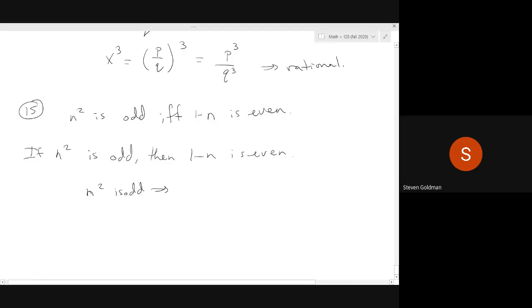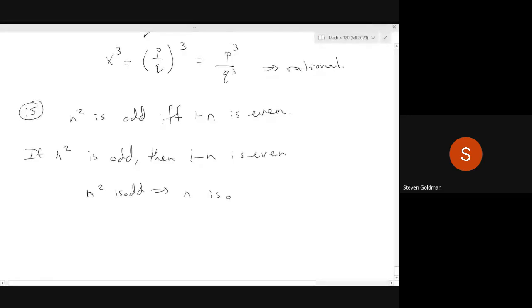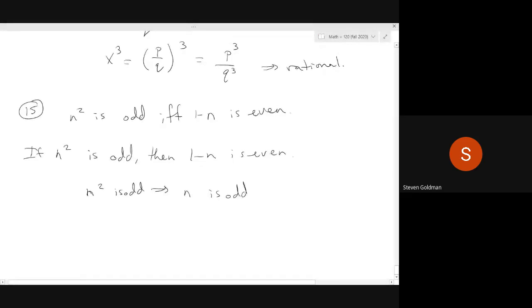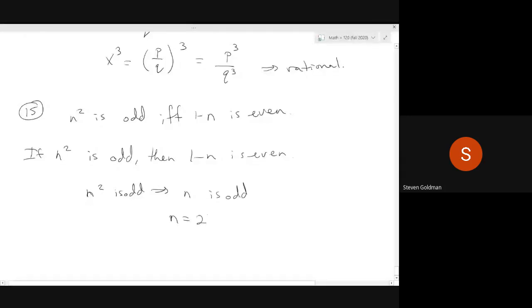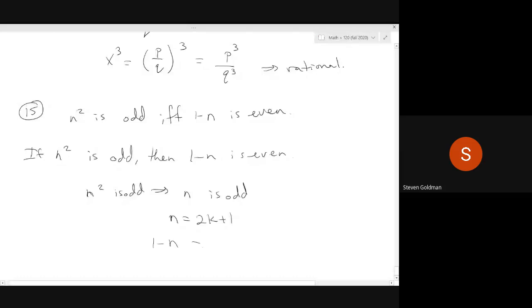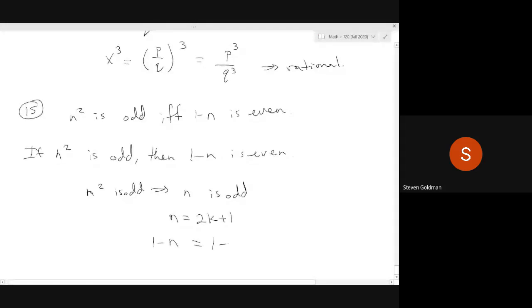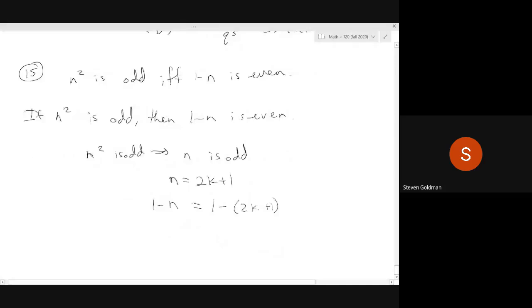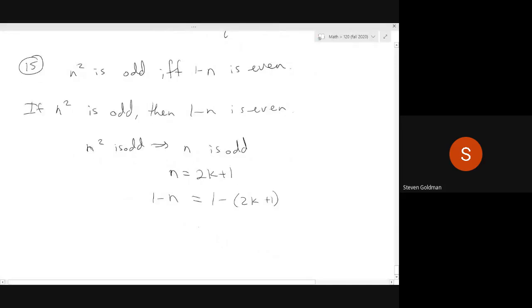You didn't really have to, though. If n squared is odd, n has to be odd, right? So if n is odd, that means n equals 2k plus 1 for some integer k. So what will 1 minus n be equal to? 1 minus n will be 1 minus (2k plus 1), which equals negative 2k.